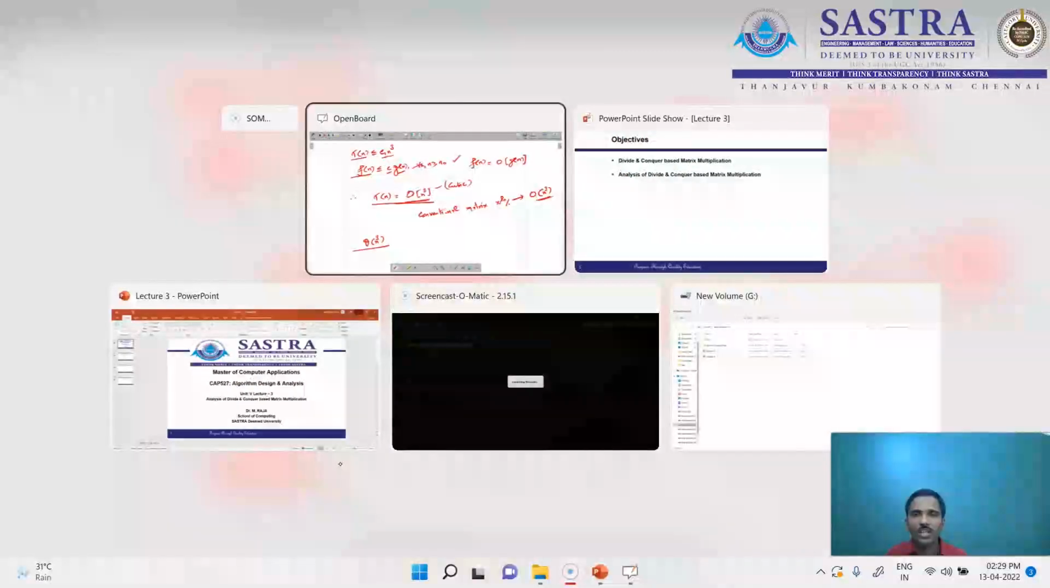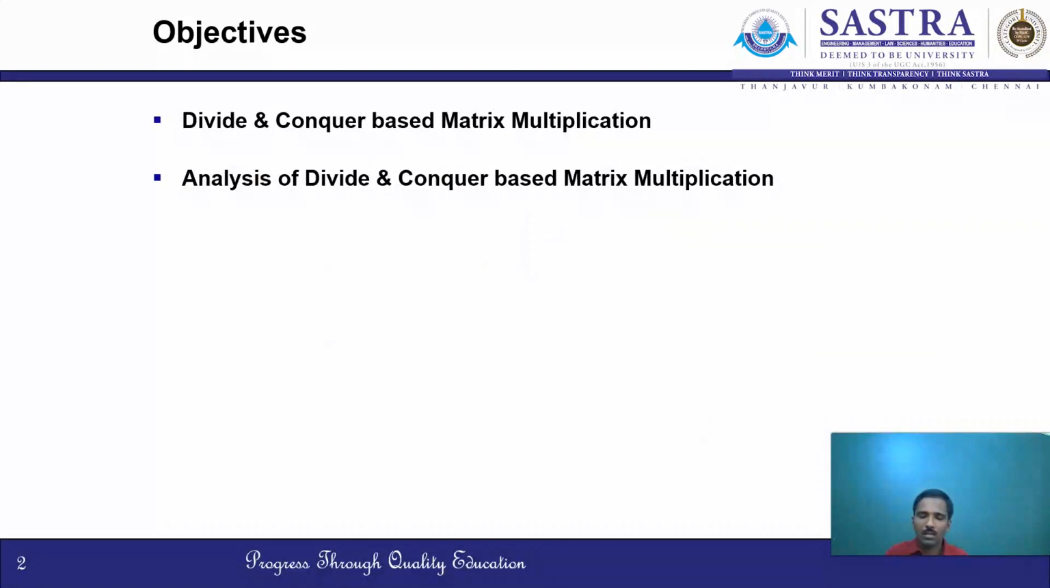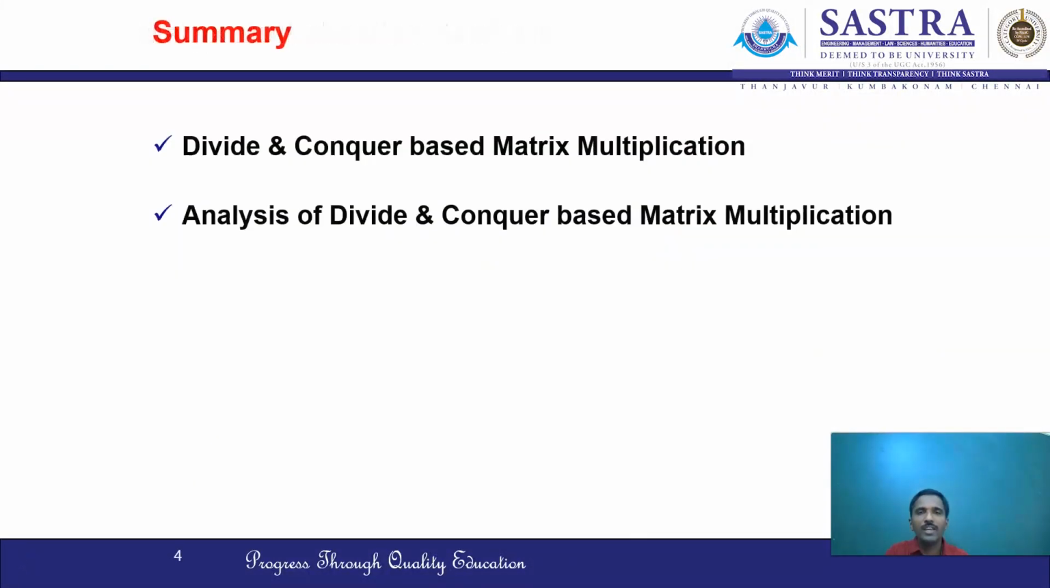So in this session, we have focused on what the divide and conquer based matrix multiplication is, and how we apply it, assuming that the input matrices are of order n by n such that n is equal to 2 power k, where k is an integer greater than 0. Then only we can apply the divide and conquer logic to multiply the two matrices.